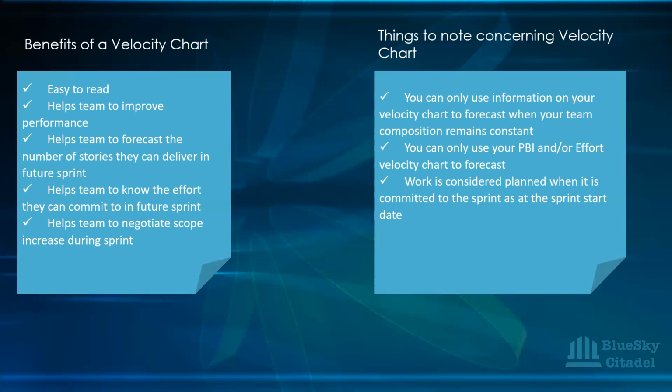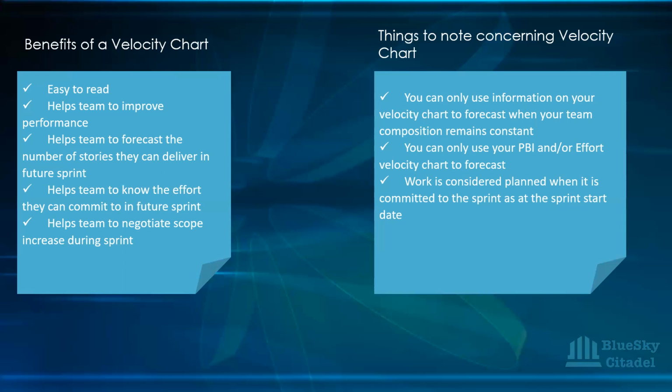And then there are some things we need to consider when you're using your velocity chart. You can only use the information on your velocity chart to forecast when your team remains constant. Okay, so you can only use it for the same capacity. In a situation where you are having different team composition, when your capacity is changing, it will affect your velocity, because it will affect what you take into the sprint.